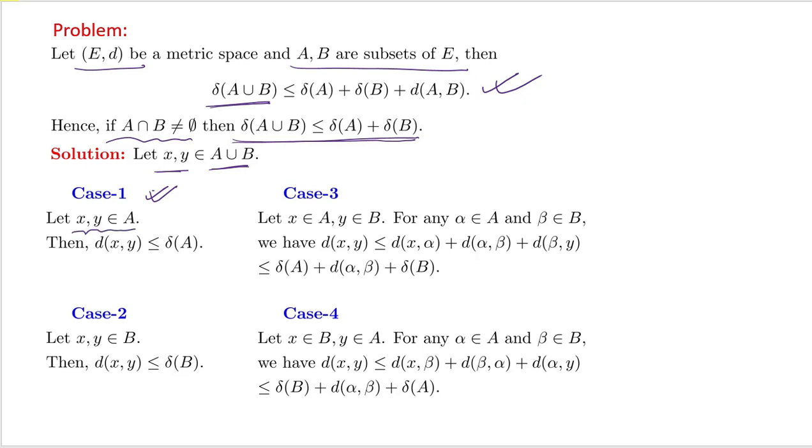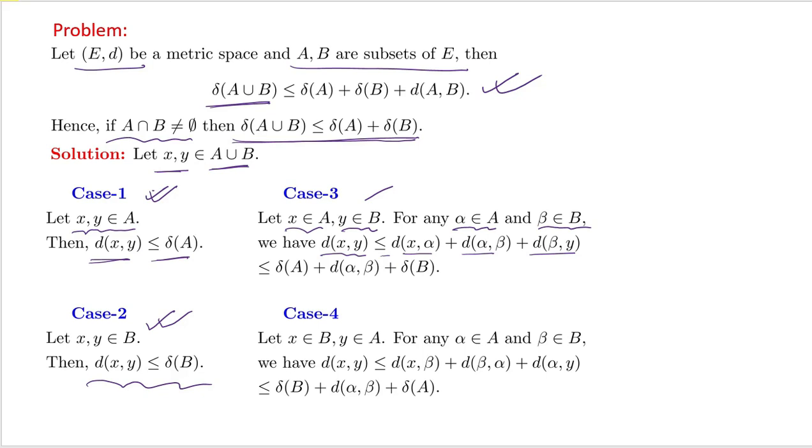Now x, y in A gives you that d(x,y) is less than or equal to delta A, because d(x,y) is a distance between x and y, where delta A is the supremum of all such distances. And similarly, in case 2, if x, y belongs to B, you can conclude that d(x,y) is less than or equal to delta B. In case 3, if we take x in A and y in B, then for any alpha in A and beta in B, we can have d(x,y) less than or equal to d(x,alpha) plus d(alpha,beta) plus d(beta,y) by applying the triangle inequality twice.